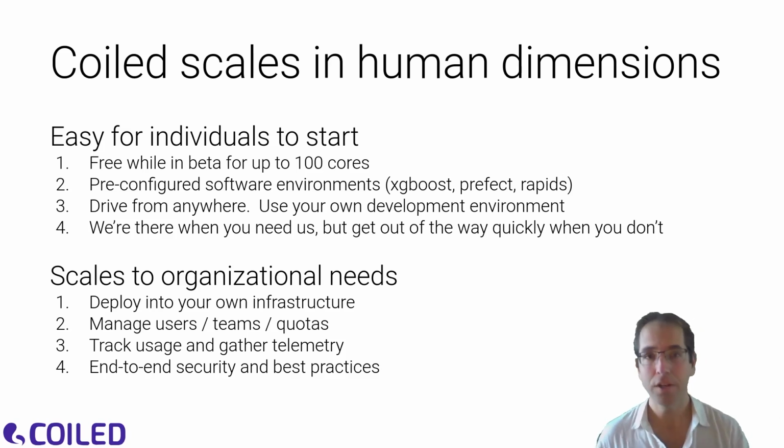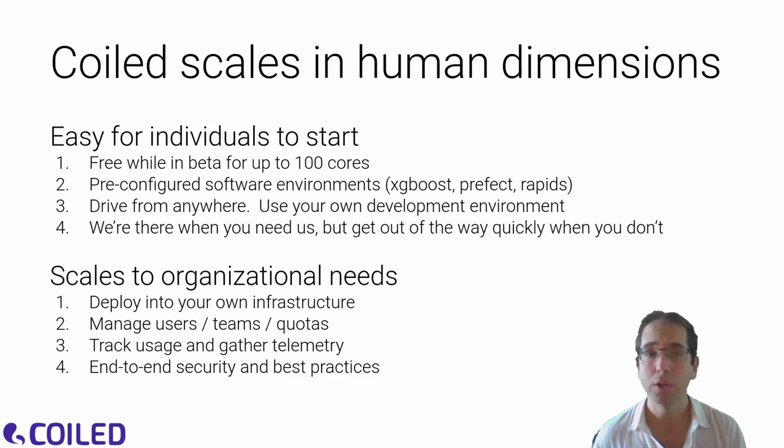So I'm going to finish up here for a second with some high-level thoughts. Coiled was designed to solve human and organizational problems in the same way that Dask was designed to solve algorithmic or technical problems. Coiled is free for individuals to start. You can run everything I just ran for free. We're in beta up to 100 cores of concurrent usage. Please try it out. Again, pip install Coiled. You'll be good to go.